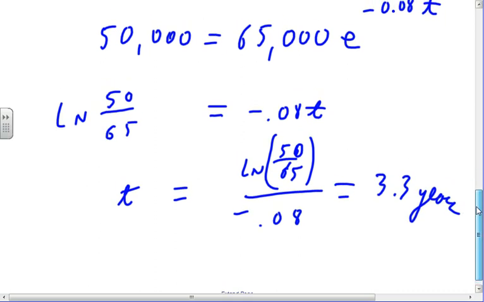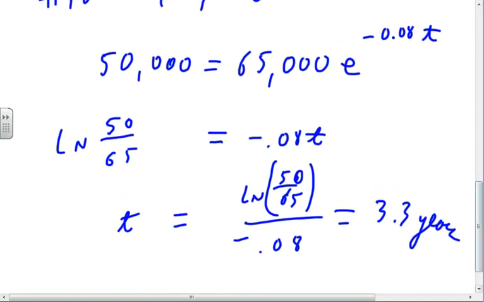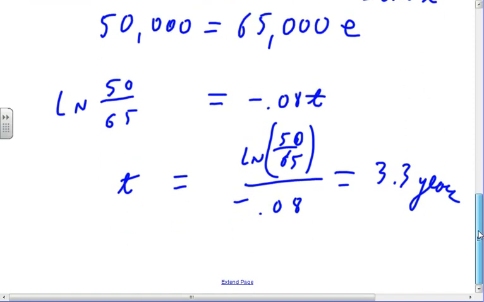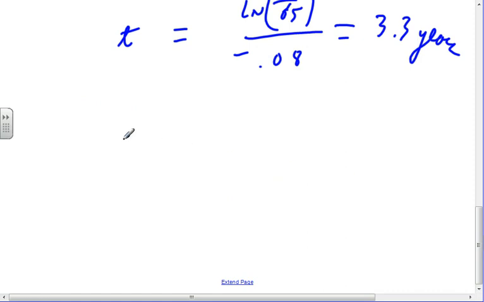And how long will it take to get halfway there? His money is only worth half as much as what it was. So half is going to be e to the minus 0.08 t.